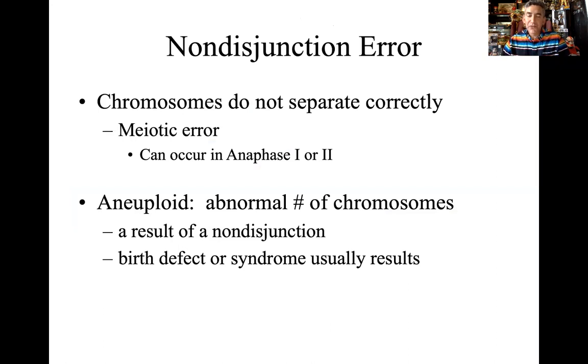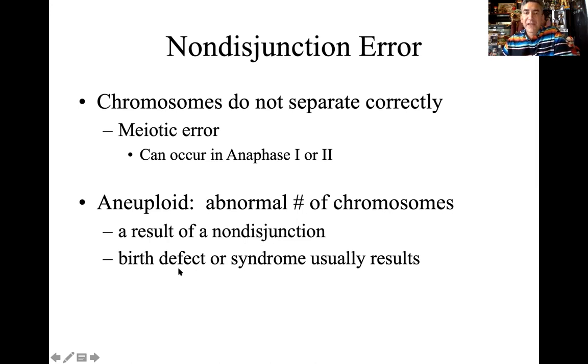So we're supposed to start with a diploid cell and end up with a haploid cell. Start with 46, we're supposed to end up with 23 in each gametic cell. Well, sometimes that doesn't happen. We have a non-disjunction, which generates an aneuploid cell. An aneuploid is an abnormal number of chromosomes. This is caused by, again, a non-disjunction.